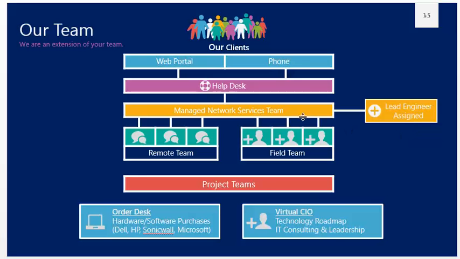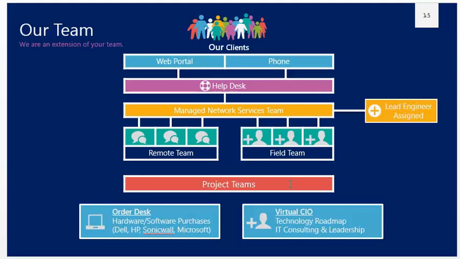And then we have that entire managed network services team, which is made up of the tier 1 frontline engineers, the more specialized tier 2 and 3 engineers. We have engineers who are relegated to more as the remote team. We have a field group who are the ones that come on site. And then we have an entire project group. So if you have a specialized project that needs to be taken care of from an IT standpoint, maybe migrating to a new server or installing a new firewall, we do very specialized projects as well.